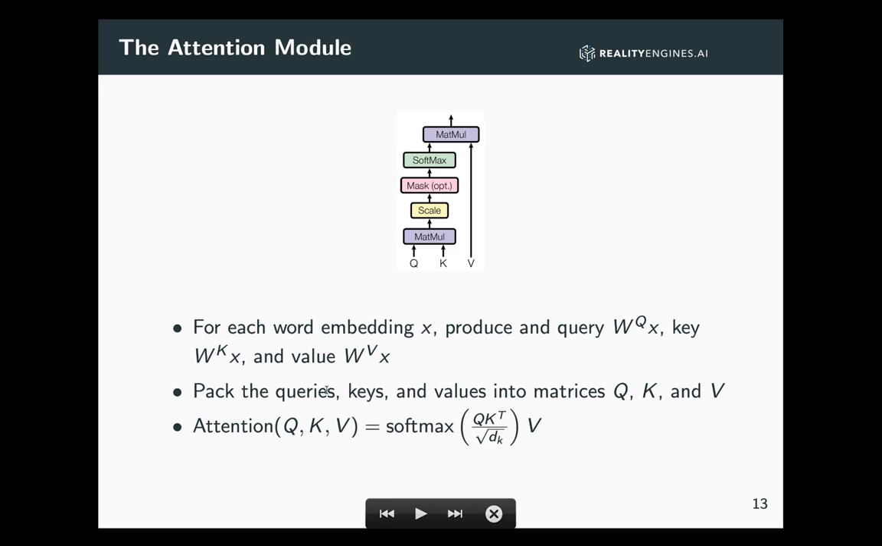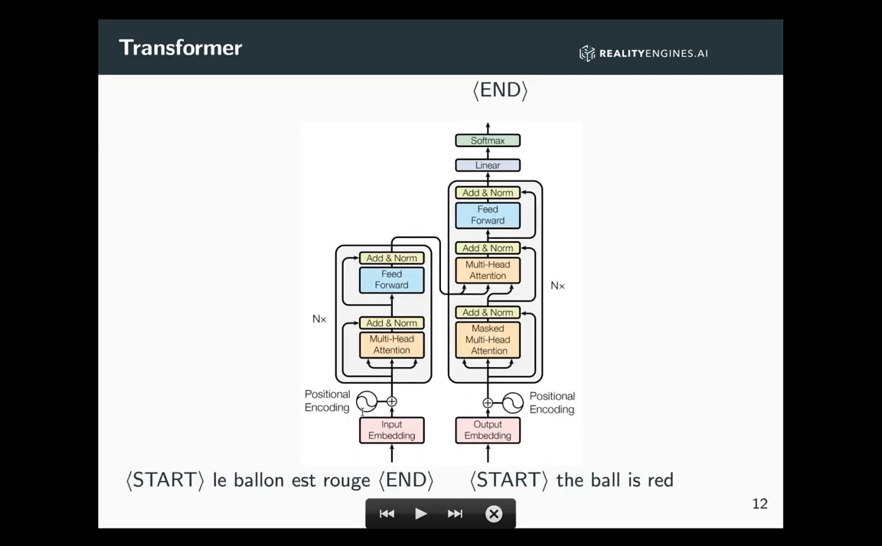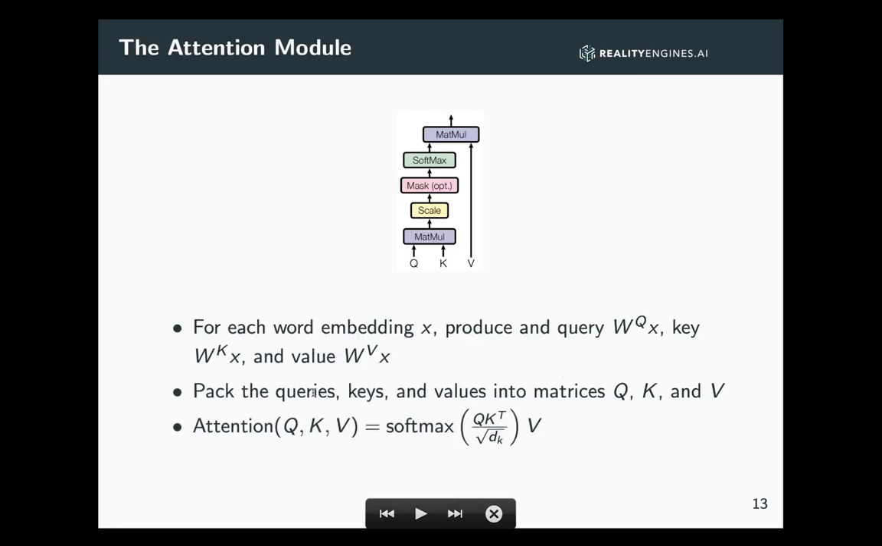We take all of the queries, keys, and values of our input sentence. Remember, this is for the input sequence that is passed to the encoding. We pack these together into matrices and produce an output, which is the attention of your input sequence. So what is the attention? For each query word, you're going to have a linear combination of values. Each value corresponds to some word in the input sequence, and whichever one is represented the most means that the model is attending to that word the most.